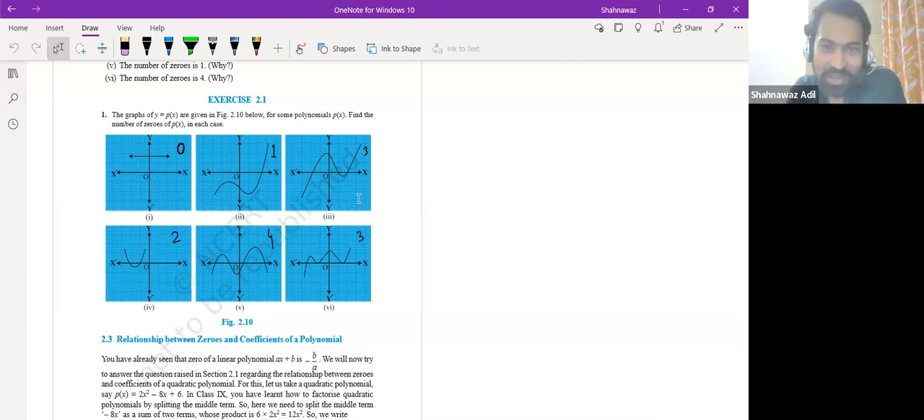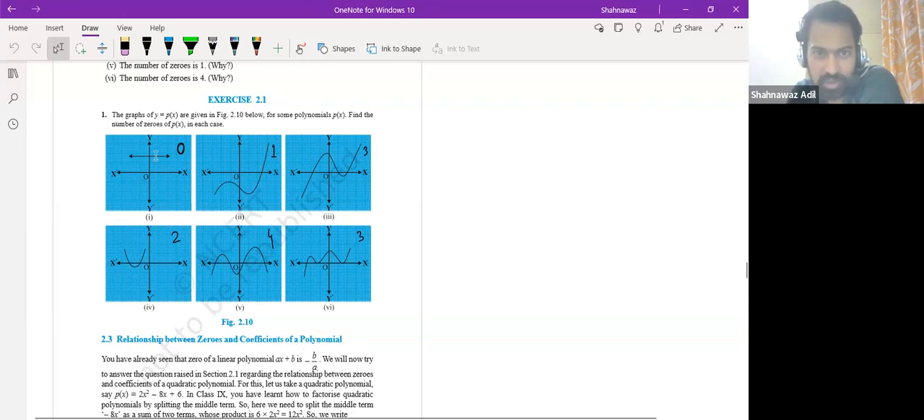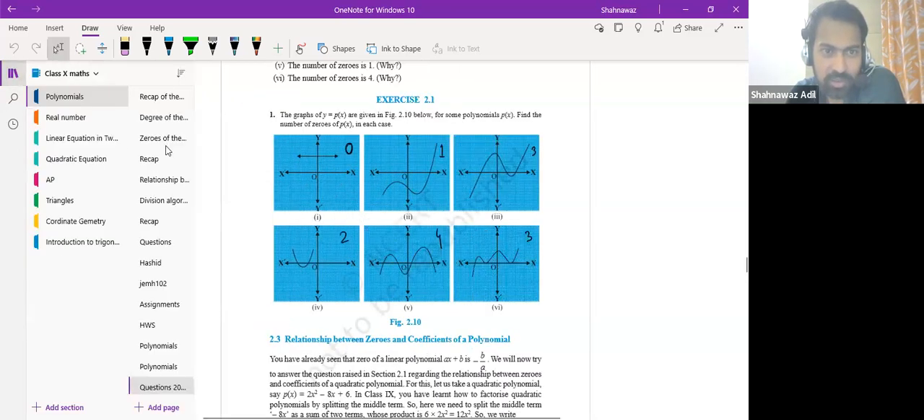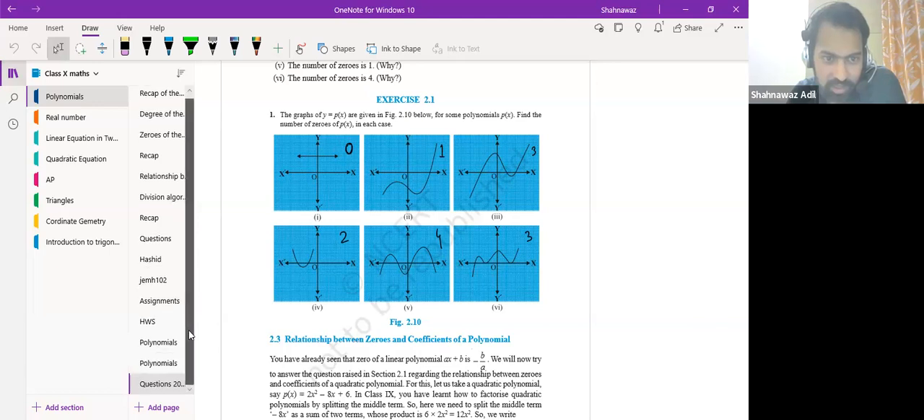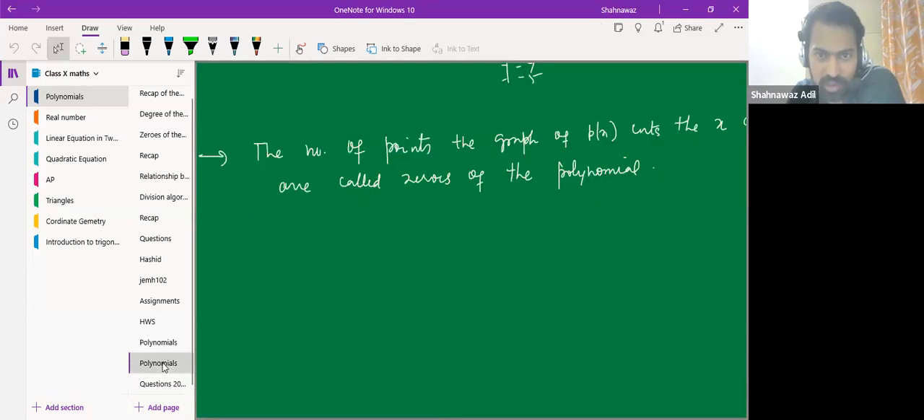Now let us move on to the second exercise. You already know, so let me quickly tell you that the number of zeros of the polynomial is equivalent to the number of points where the graph cuts the x-axis. This we learned from the first exercise. Now let us go back to the polynomial backup.